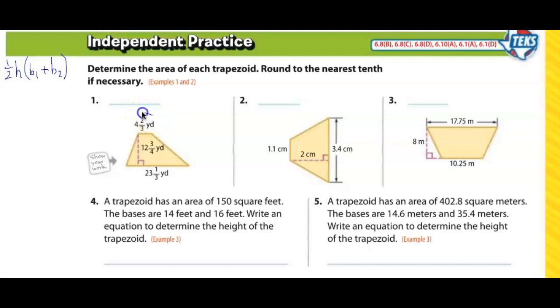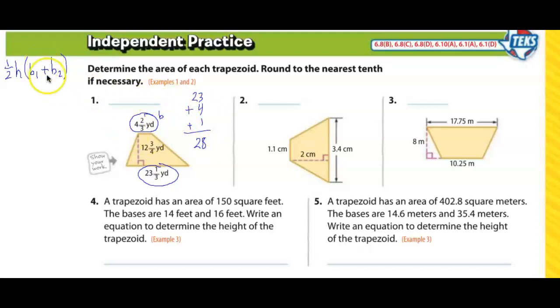So we need to identify what the bases are. So this is one of the bases, and this is one of the bases. And we need to do this first because it's parentheses. So when we add these two things together, we already have both of these as the same denominator. So 2/3 plus 1/3 is 3/3, and 3/3 is equal to 1. So what we need to do is 23 plus 4 plus 1, because 2/3 plus 1/3 is 3/3. So 23 plus 4 is 27 plus 1 is 28.